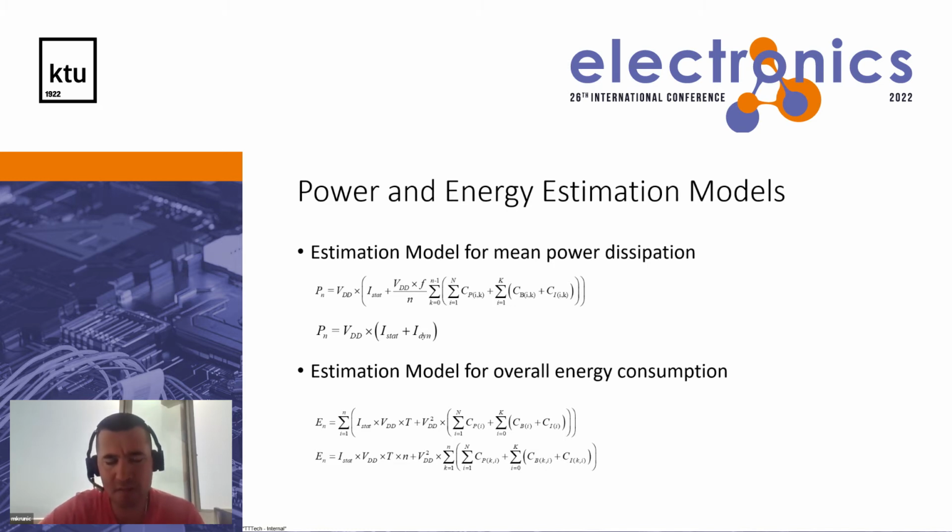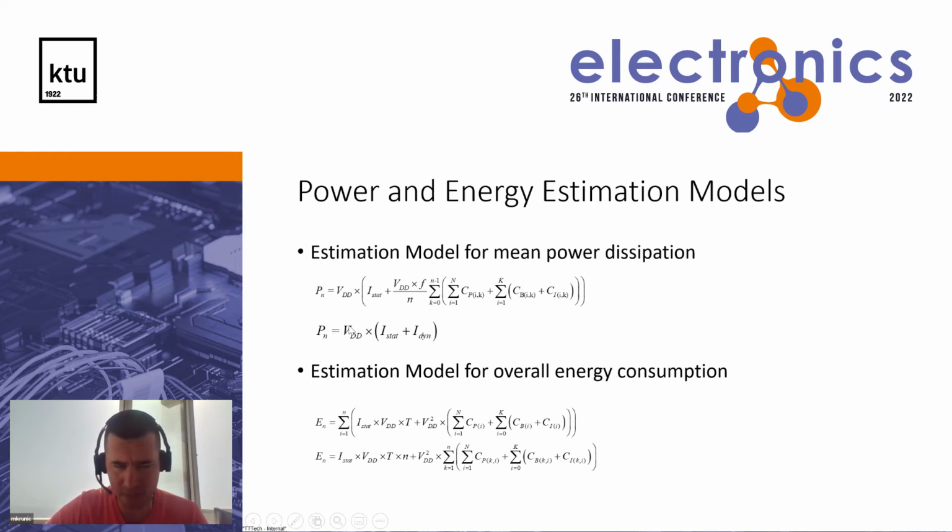It's a mean. You can calculate the mean power dissipation, but for overall energy consumption, you need to have a time. So you need to have the number of cycles that your program takes for execution. And then you take the mean power that was dissipated over the time, and this is how you calculate the overall energy. So these two, I will not go into the details, but these two estimation models are the ones that we derived for this research, and these are the models that we used for estimation and calculation of the accuracy during our empirical measurements.